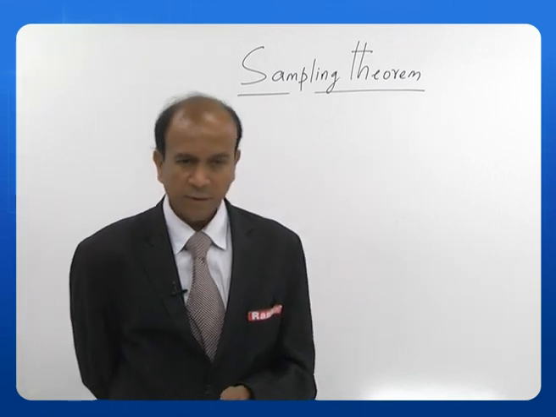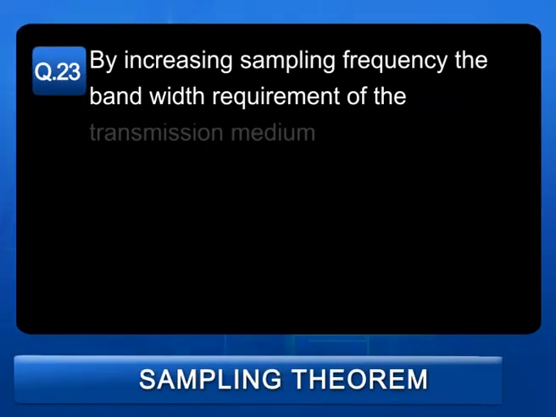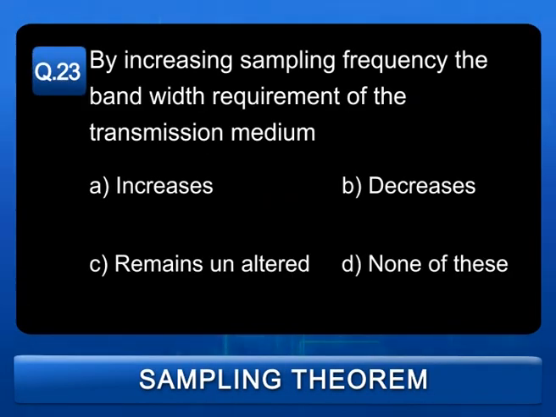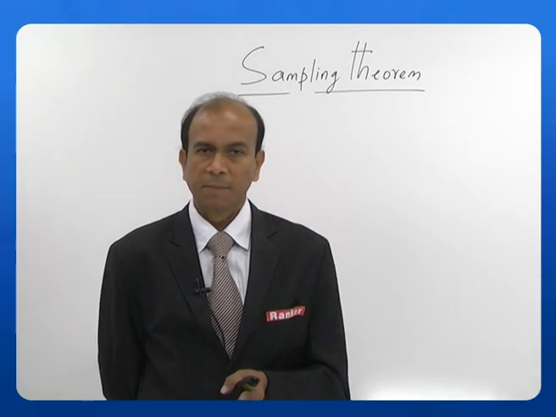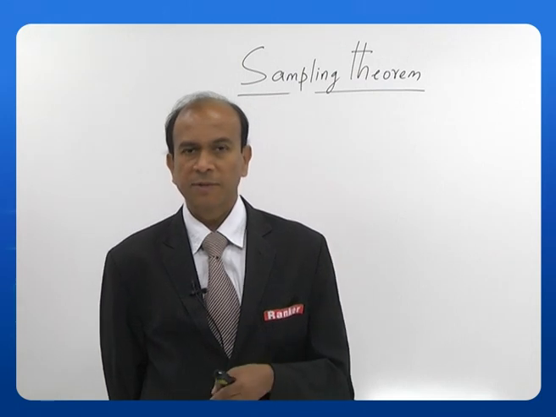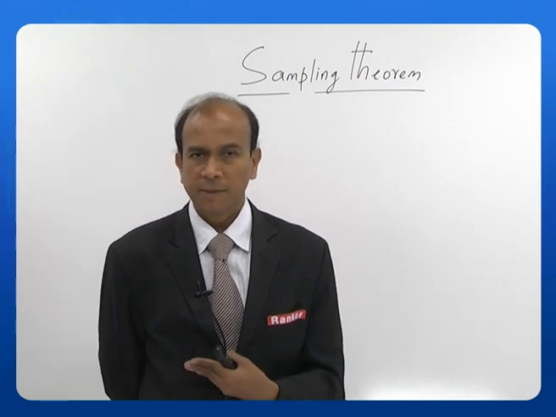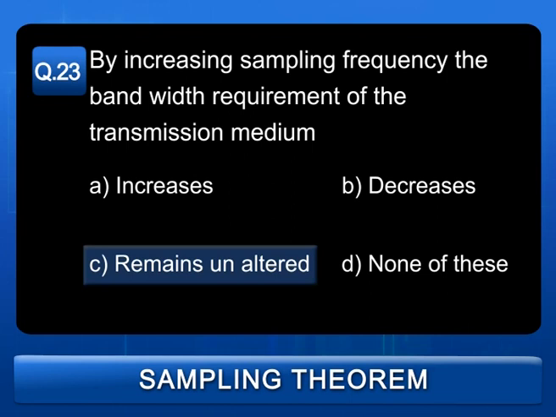Let us see the 23rd question. By increasing the sampling frequency, the bandwidth requirement of the transmission medium A increases, B decreases, C remains unaltered, D none of these. Okay, because there is a band limit, the bandwidth requirement of transmission does not go up because the band limit is there. So, the answer is C, that is remains unaltered.